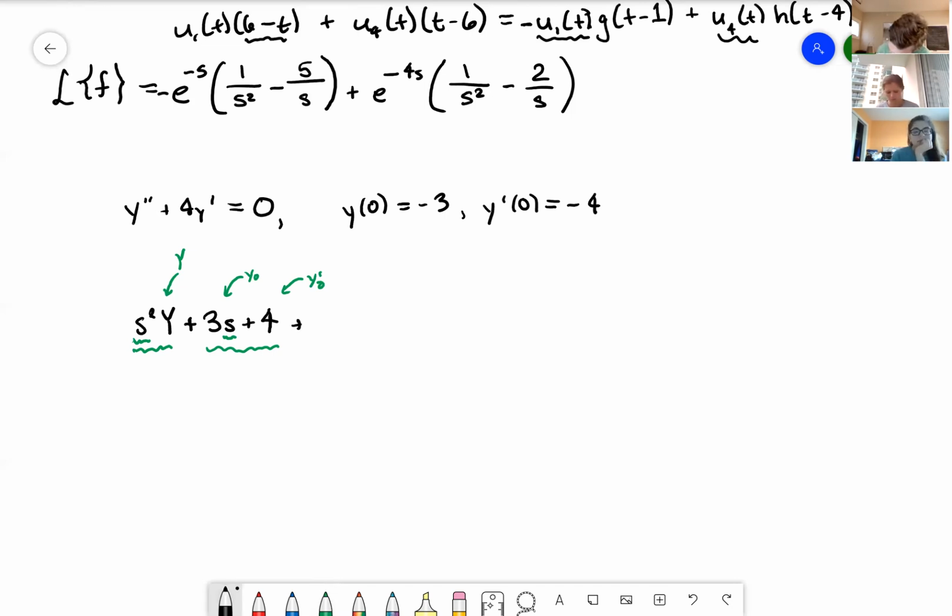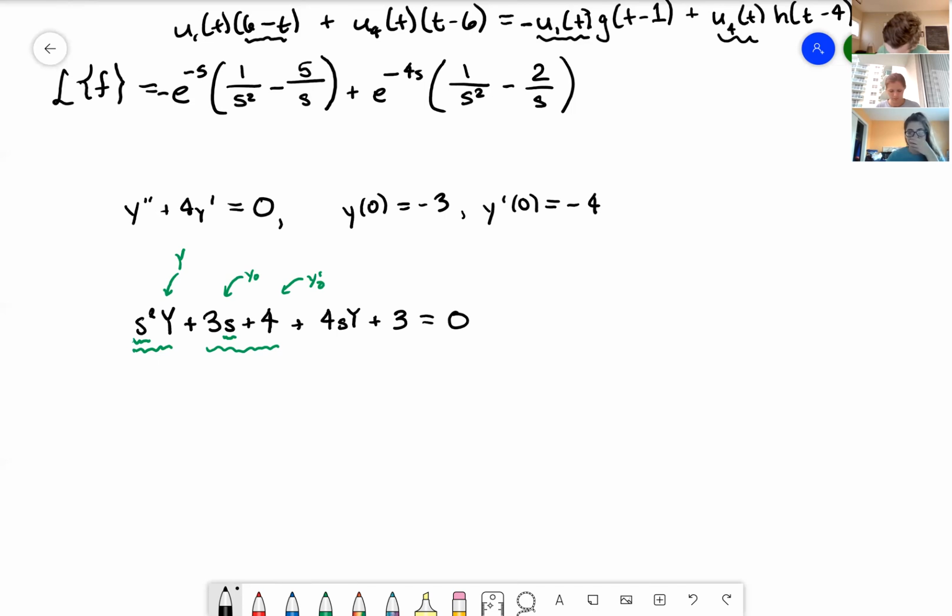Anyway, 4S capital Y minus -3. And so that's the whole left-hand side translated. So we've got that. Now, if I make a mistake, don't feel like you're going to embarrass me. You'd be doing me a service. Okay, now solve for Y. Will do.